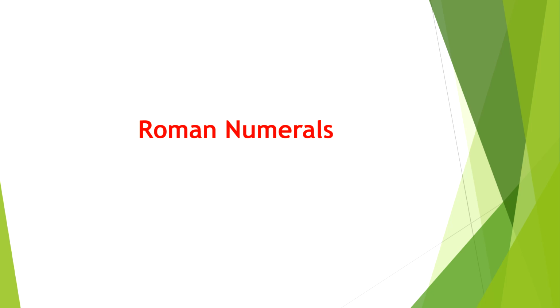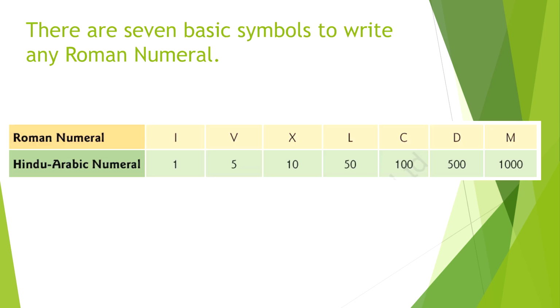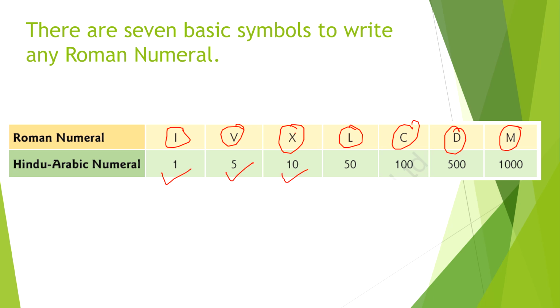Okay, so first of all, there are seven major Roman numerals. These are the Roman numerals: I, V, X, L, C, D, M. Below are the values in Hindu Arabic numerals: for I it is 1, V it is 5, X it is 10, L is 50, C is 100, D is 500, and M is 1000.